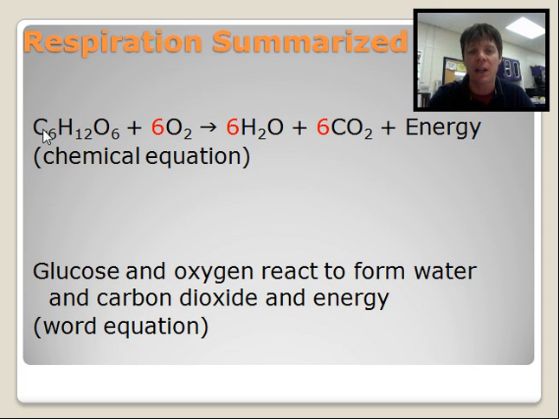You can see that there are 6 atoms of carbon in a molecule of glucose. By producing 6 molecules of CO2, we're not creating carbon, we're not destroying carbon. The same is going to hold true for the other elements. We're keeping their numbers equal before and after the reaction process. The word equation for respiration simply is that glucose and oxygen react to form water, carbon dioxide, and energy.